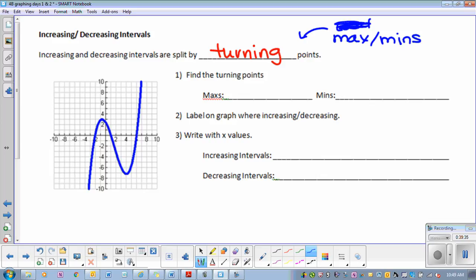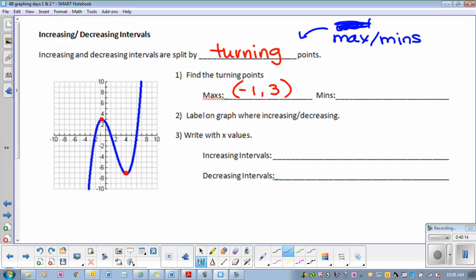All right. So what you're going to do is, 1, you're going to find the turning points, maxes and mins. Now use a different color. Here's a local max right there, and there's a local min right there. Where is that local maximum? What point? Here's 0. Negative 1, 3, right? So your local max is at negative 1, 3.